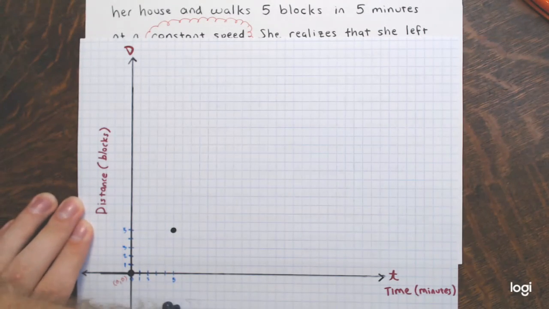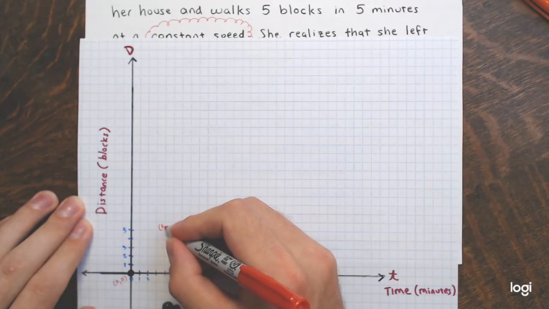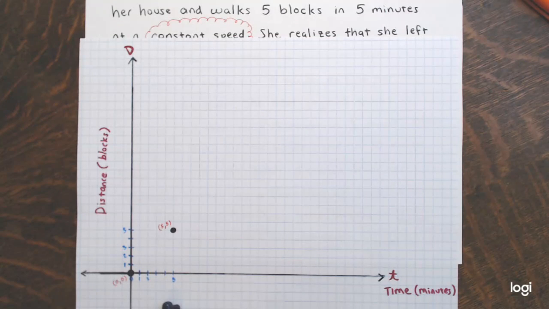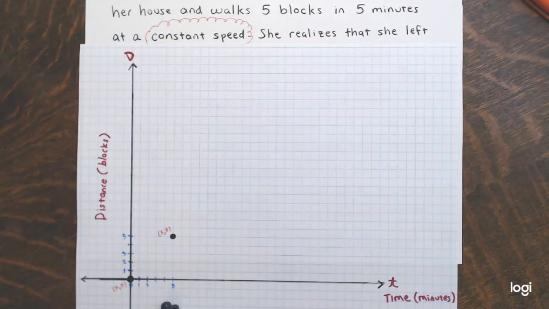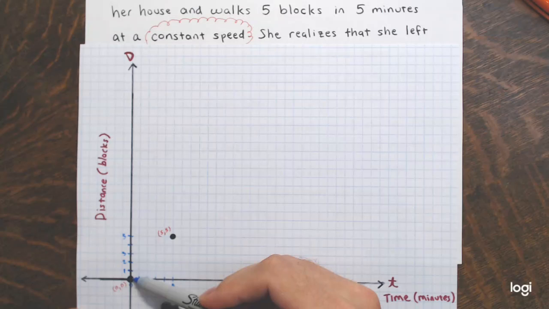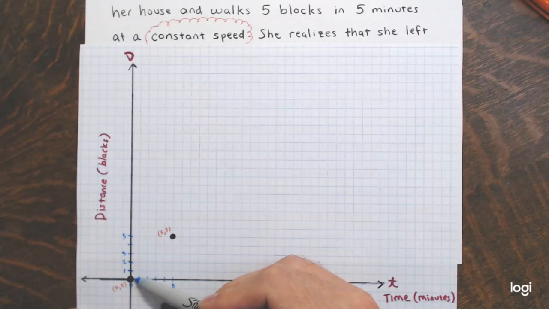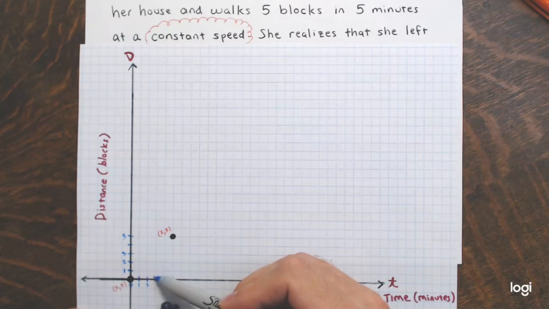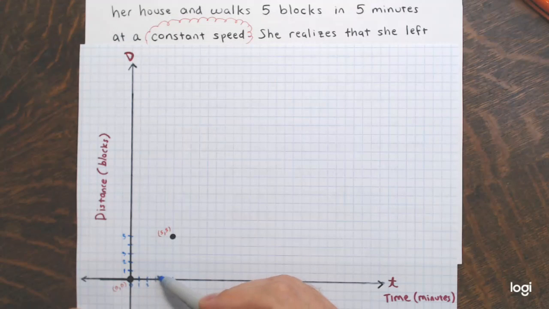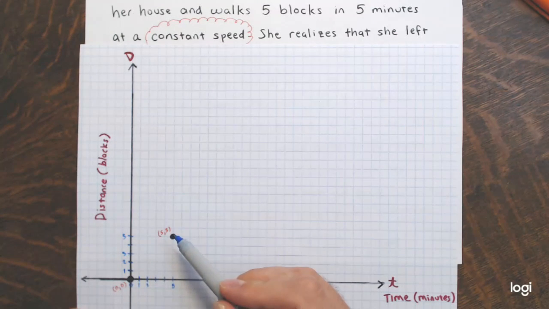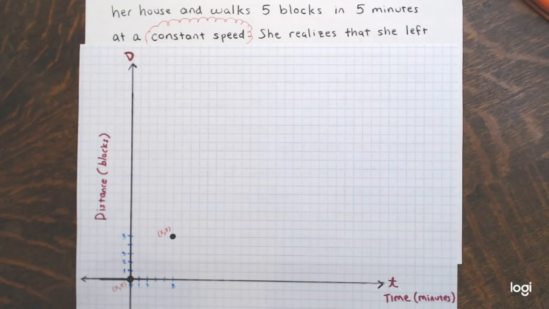Again, I'll label these points. 5 minutes, 5 blocks, right? 5 comma 5. Now the key to how the graph's going to look is they mention that she's walking at a constant speed. So she's not going 4 blocks in the first minute and then slowing down and doing the last block in 4 minutes, or not taking her time and doing the first block in 4 minutes and then speeding up real quick and doing the last 4 blocks in 1 minute. She's doing the same number of blocks, it looks like a block a minute, right? If you're doing 5 blocks in 5 minutes.